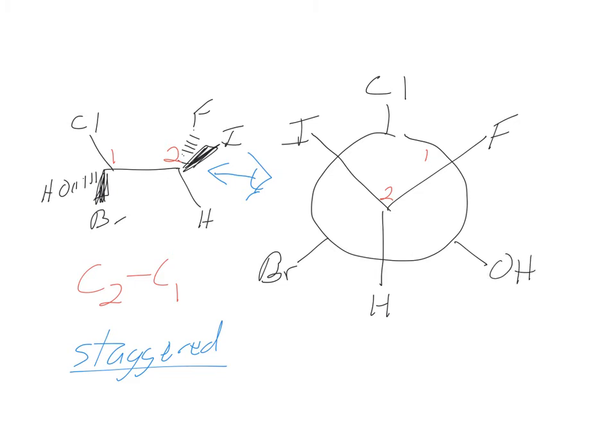Oh, because you keep your wedges together. Keep your wedges together and you keep your hatches together. If I split this down the middle, notice the iodine and bromine are both wedged. That's a good check. The F and the OH are both hatched. Good check. We're split down the middle.